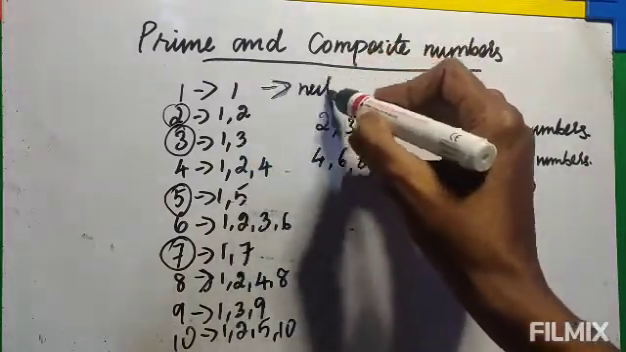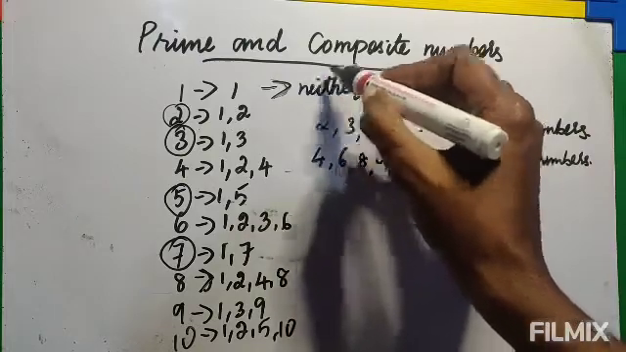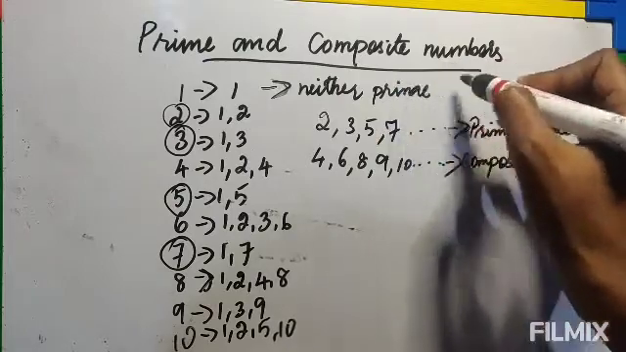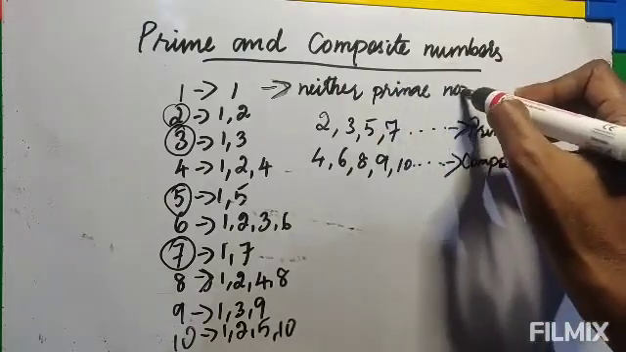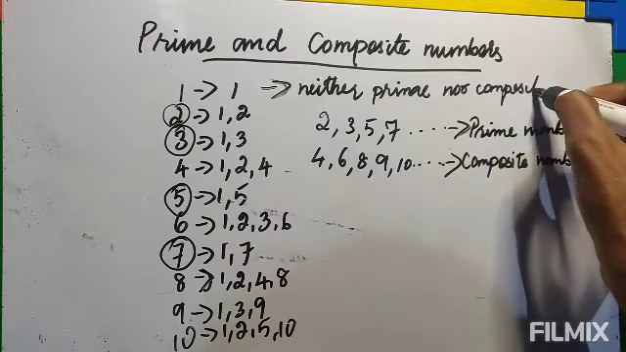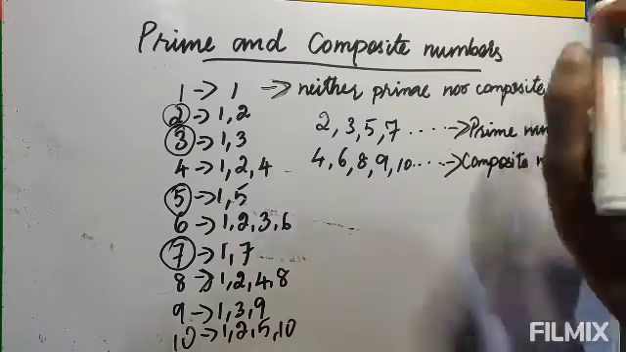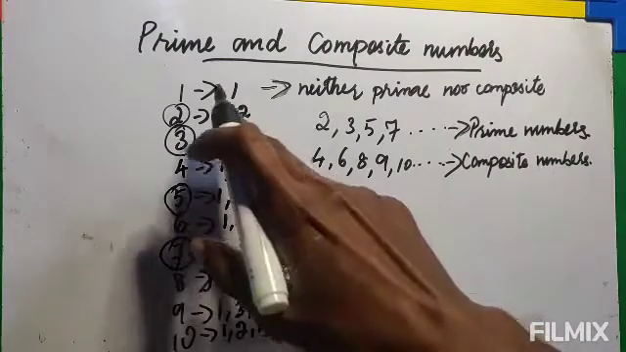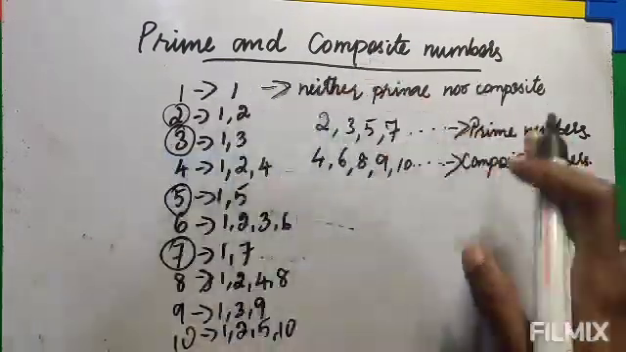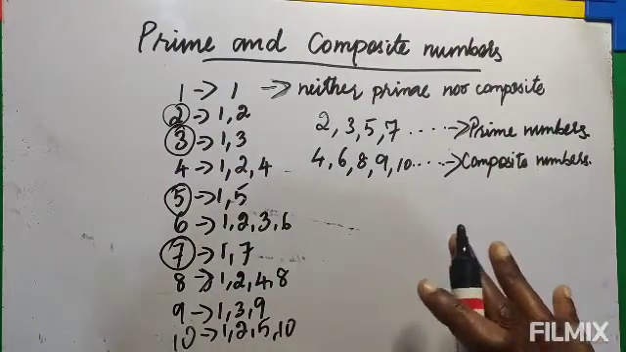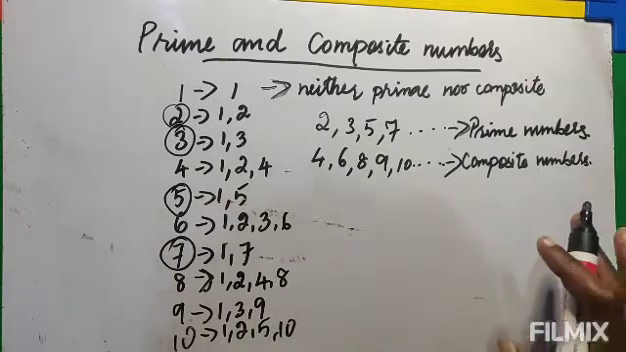One is neither prime nor composite. Okay, so remember, 1 we cannot include in either group. We cannot include it anywhere. And other numbers like this, we can go on.